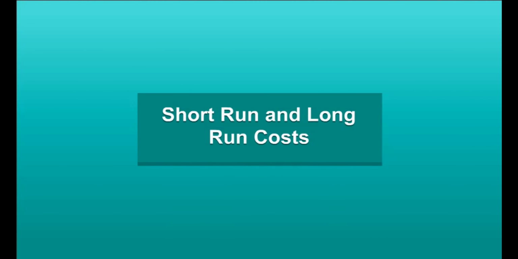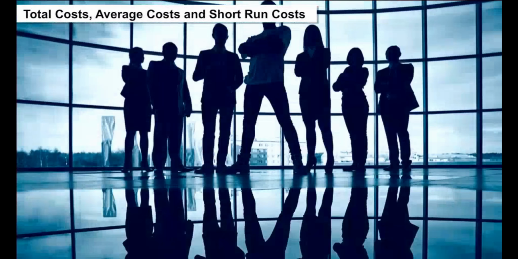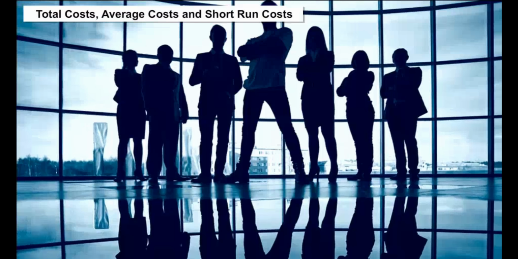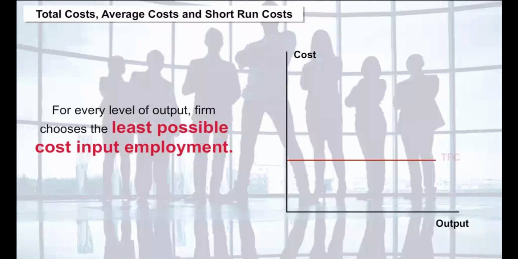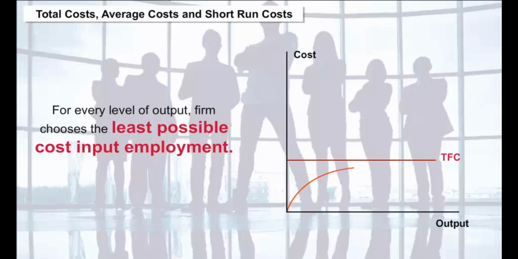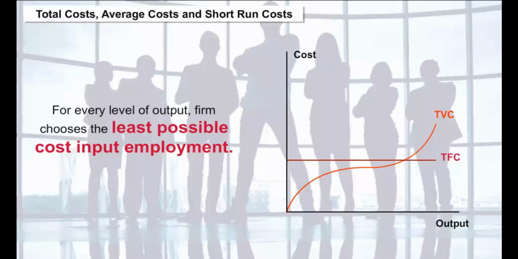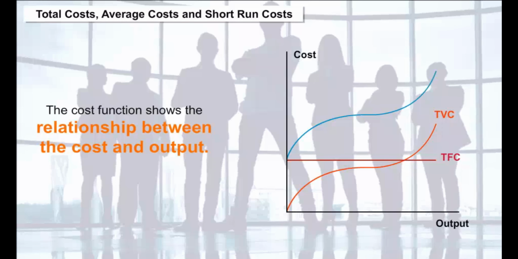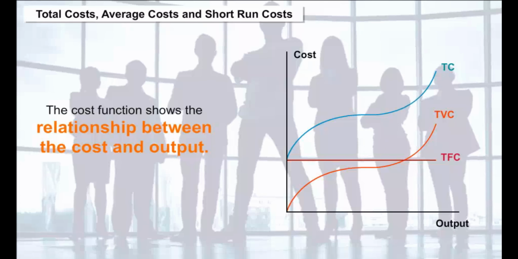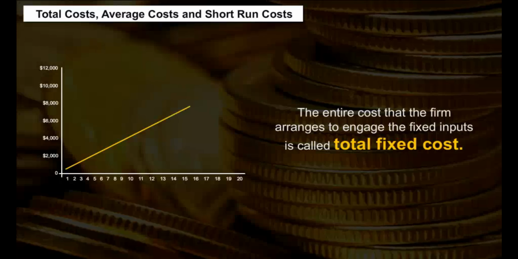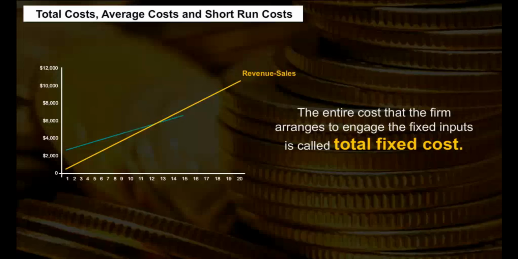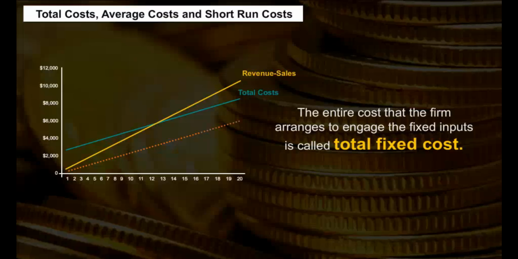Short run and long run costs. Total costs, average costs, and short run costs. For every level of output, the firm chooses the least possible cost input employment. The cost function shows the relationship between the cost and output. The entire cost that the firm incurs to engage the fixed inputs is called total fixed cost.